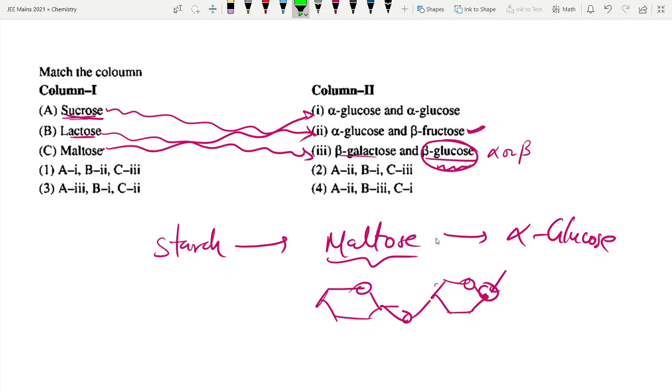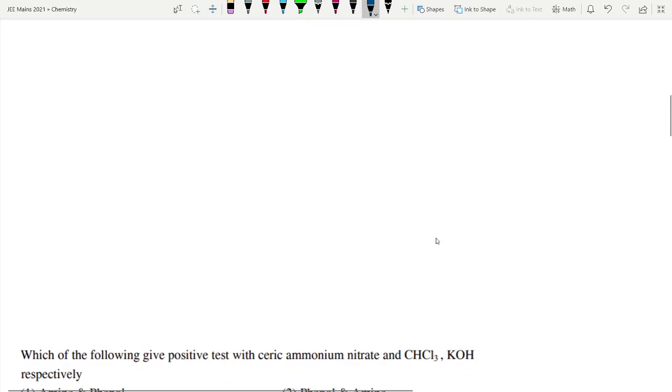So that way we go for A2, A2B3, this one, fourth, C1. Yeah, now let's move on to the next one.